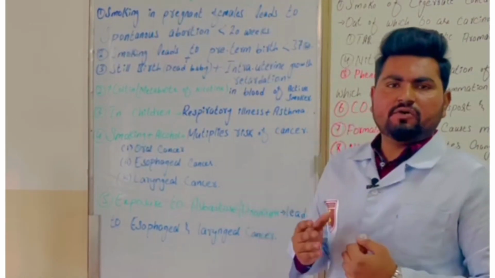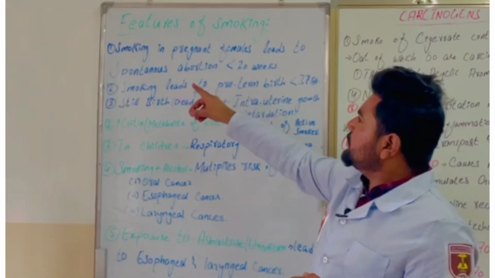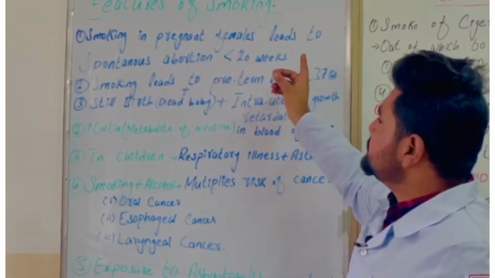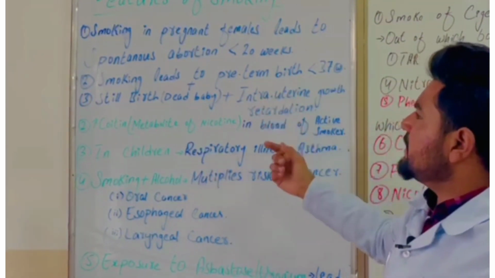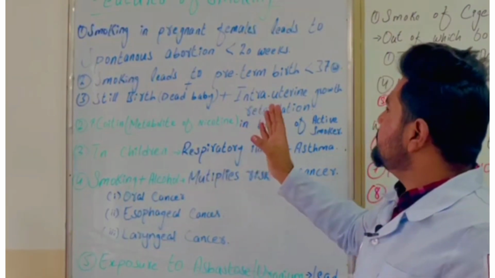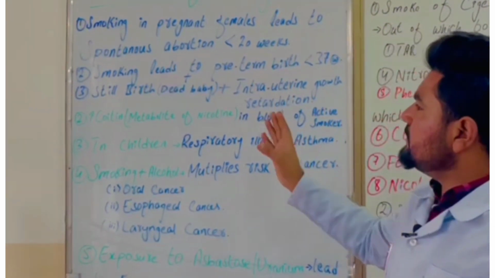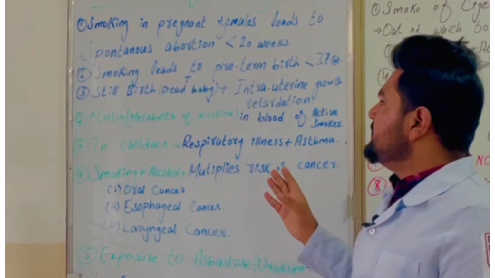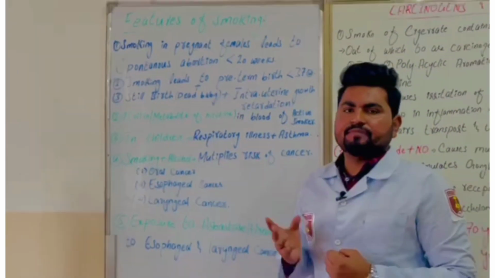Assalamu alaikum. Now I am going to tell you about the effects of smoking. Smoking in pregnant females leads to spontaneous abortion less than 20 weeks. Second one is smoking leads to preterm birth less than 37 weeks. Third one is stillbirth, meaning a dead baby, and intrauterine growth retardation.